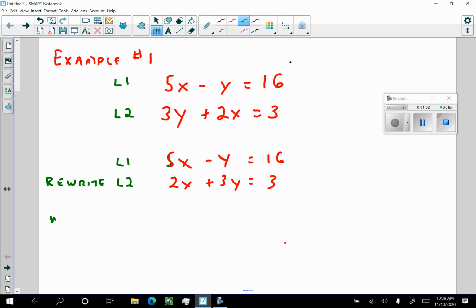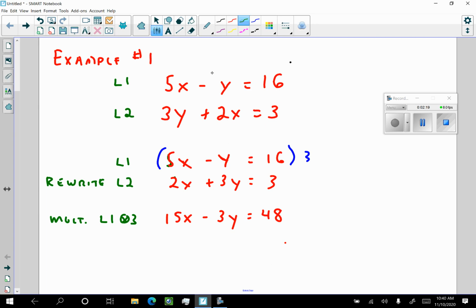I'm going to multiply L1 times 3, and that's going to give me a new equation here. Let's multiply this in by 3. And what does that give me? That's going to give me 15x, 3 times negative y is minus 3y, and 3 times 16 is 48.